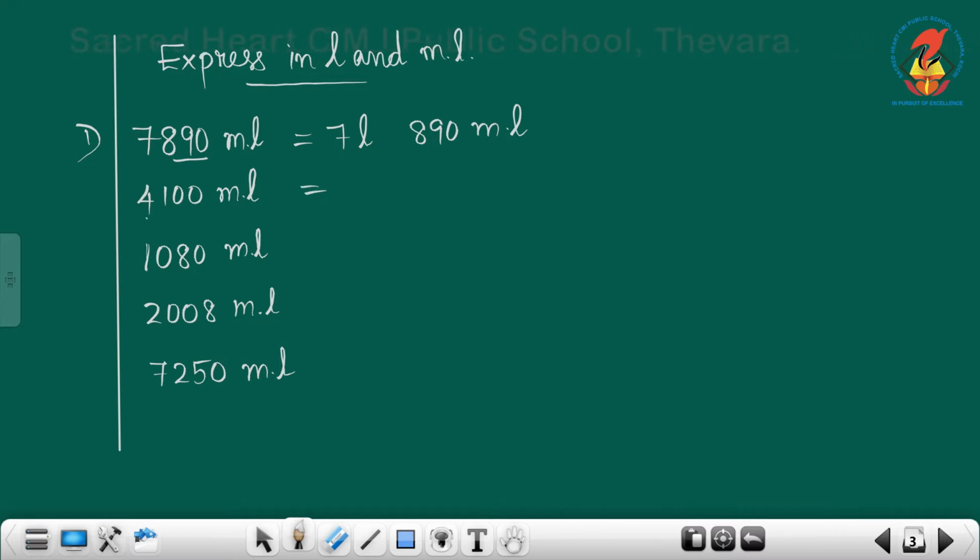Here it's 4100. 4000 means 4 liter. So 4 liter, then 100 milliliter. Here 1080. 1000 means that is 1 liter. Then the balance number is 80 milliliter only. So 1 liter 80 milliliter. Clear? So do these as your homework.